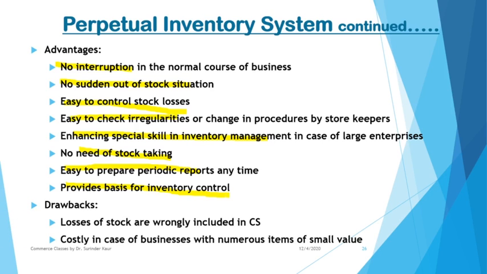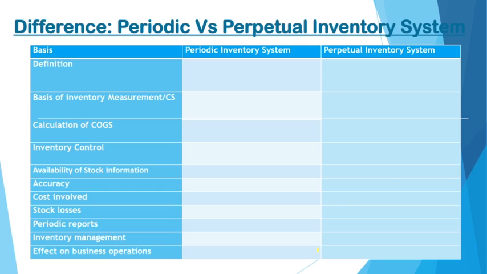But the drawbacks are that losses are wrongly included in the closing stock, and it is costly in case of businesses with numerous items of small value, because you will have to employ a lot of persons for inventory records at your stores. If you have a lot of inventories, you have a lot of stores, so you will be employing accordingly many persons. So it may be costly, but this cost is worth it.